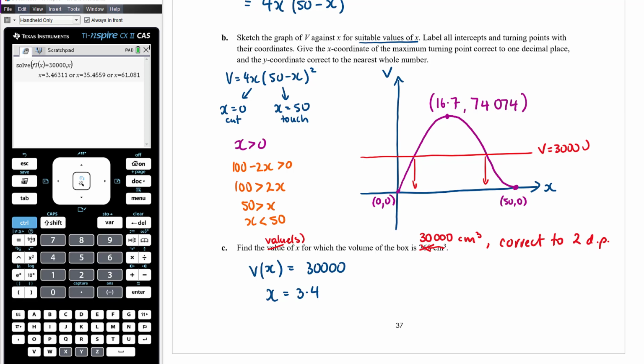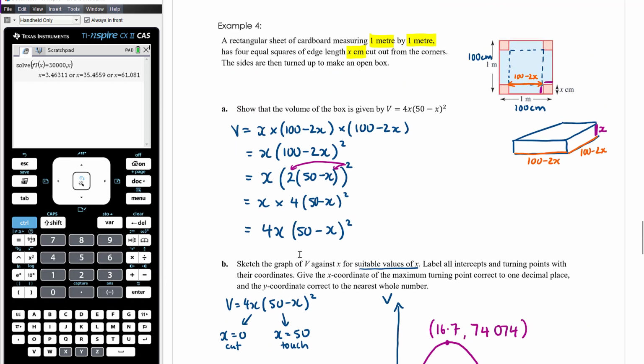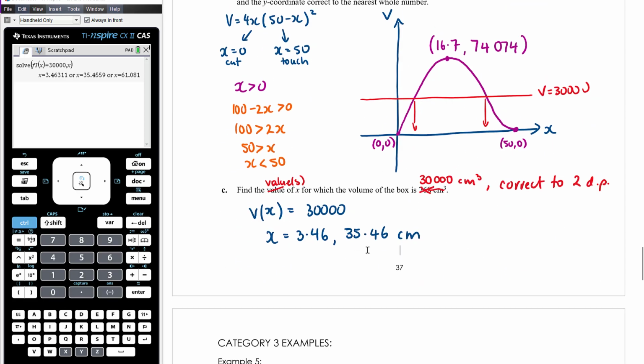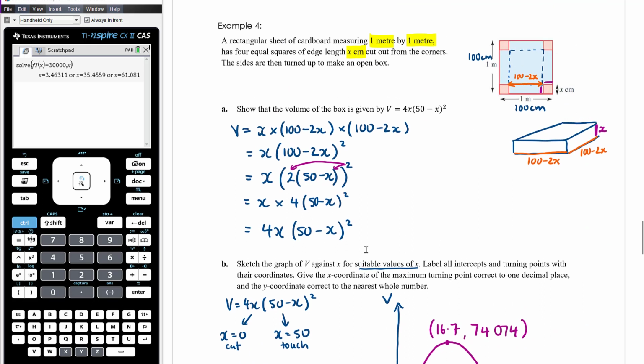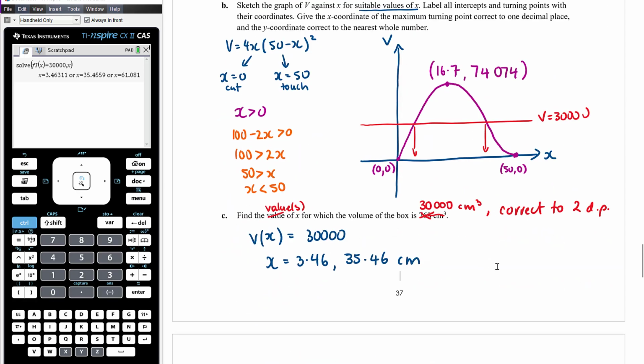Okay, so we're going to get 3.46 or 35.46 centimeters. So if x is 3.46 centimeters, if we only cut 3.46 centimeter squares out of the corner, we'll get a volume of 30,000 cubic centimeters. Or if x is much bigger, 35.46, so we cut huge squares out of the corners, we'll then end up with a long, tall, thin box, and we can still create a box with 30,000 cubic centimeters. Okay, so we have two values there.